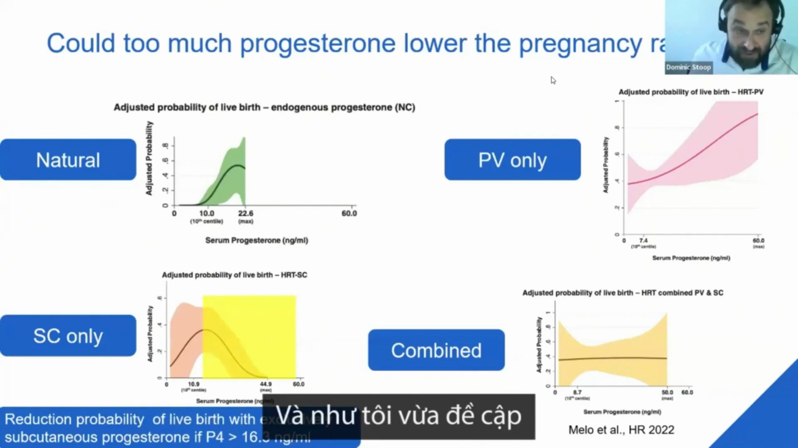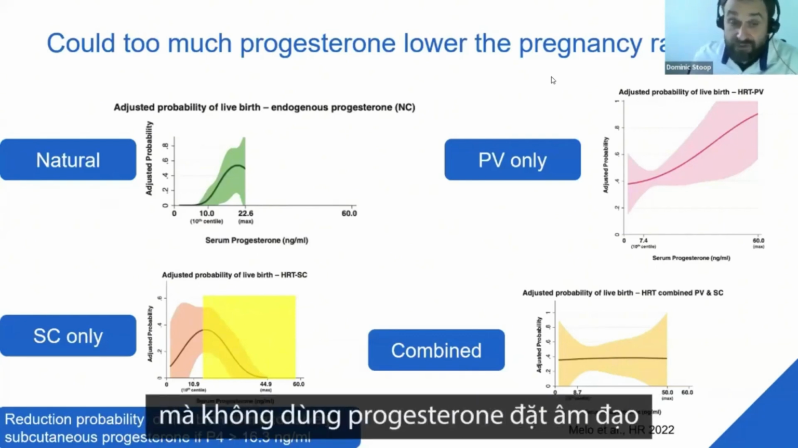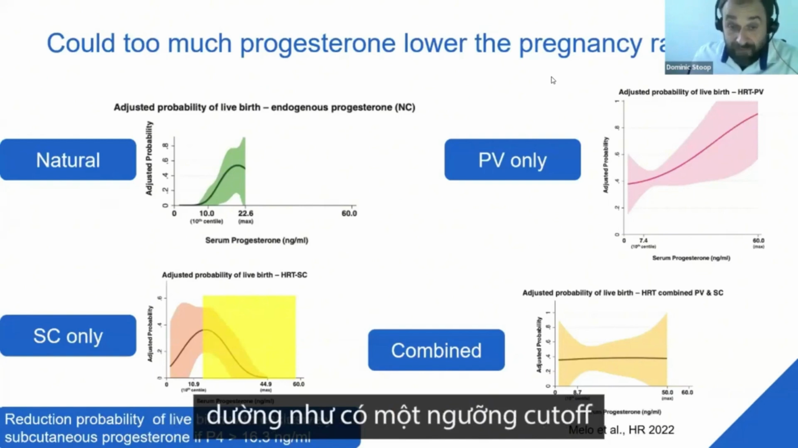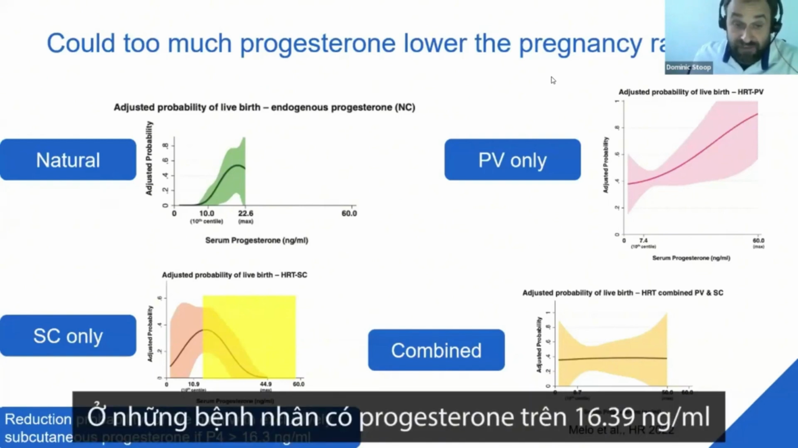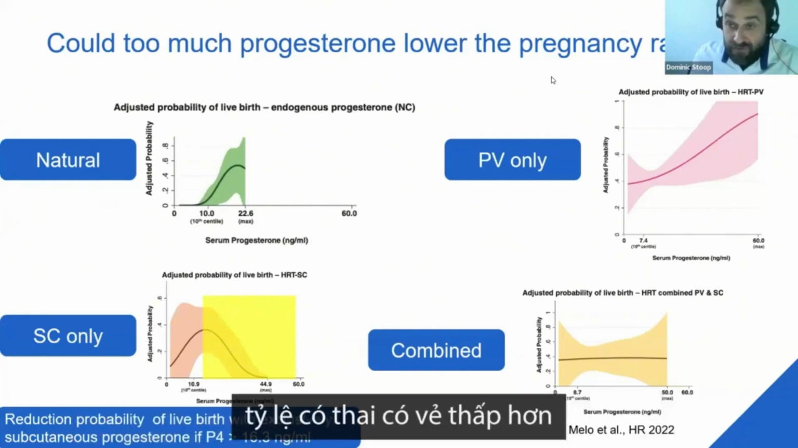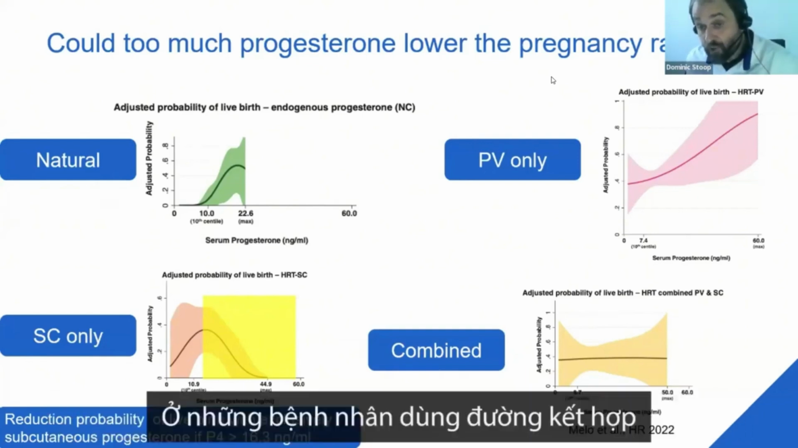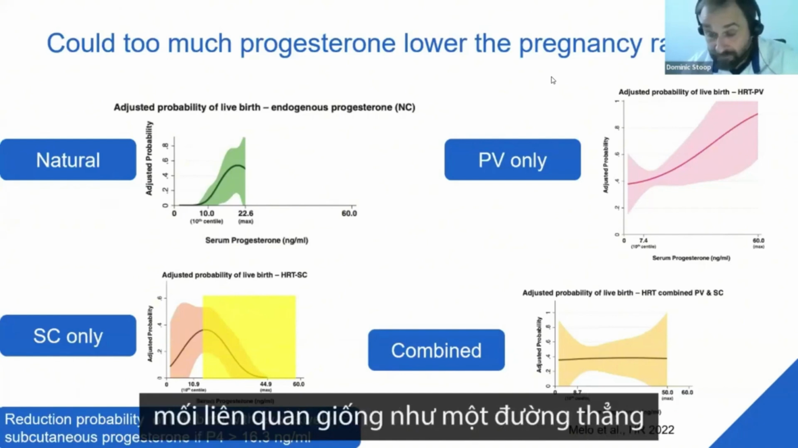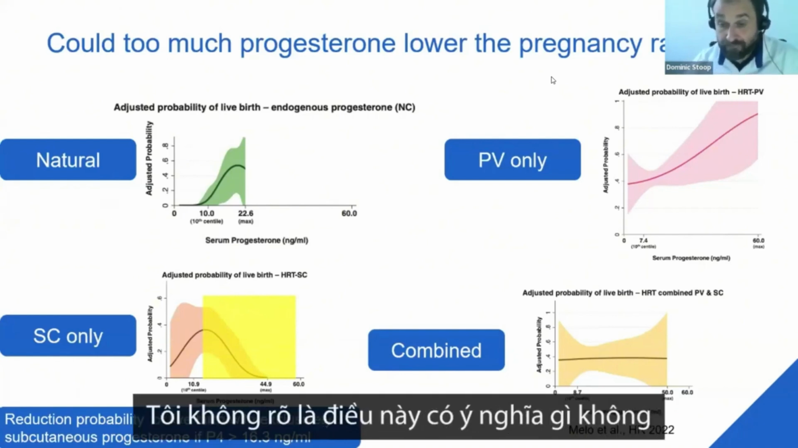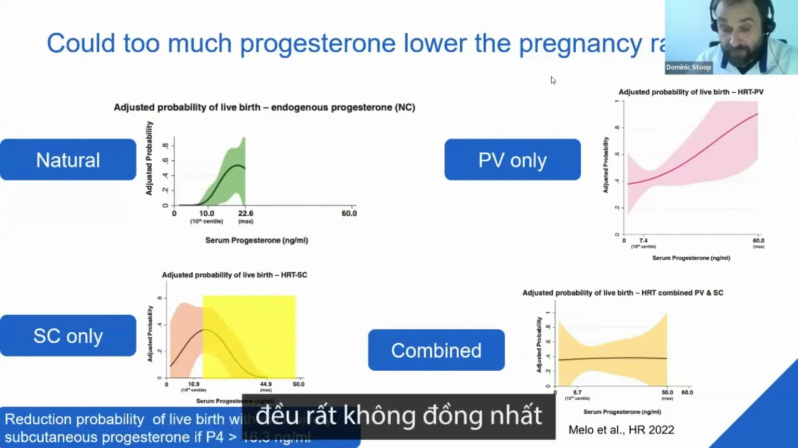And then, as I just mentioned, for the subcutaneous-only patients without any vaginal progesterone, there seems to be a cutoff, and you see it's really bell-shaped. Those with progesterone above 16.3 nanogram/ml seem to have lower pregnancy rates. So there could be a risk in just giving the subcutaneous progesterone. For those with combined treatments, and this could be any combination, it was like a flat line. I don't know if you can conclude much from that, because it's a very heterogeneous group of patients and treatments.